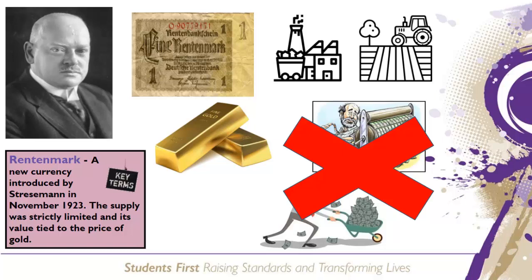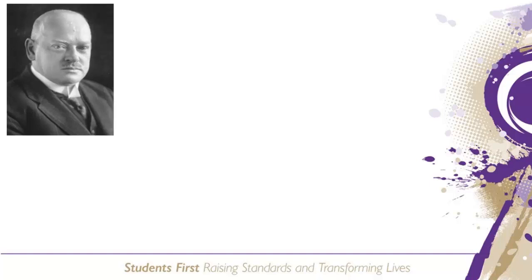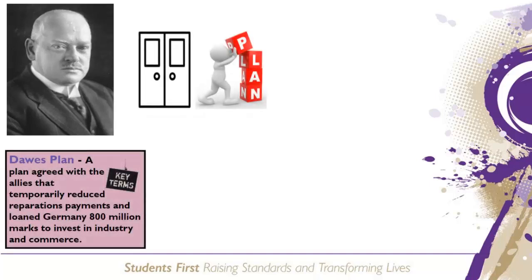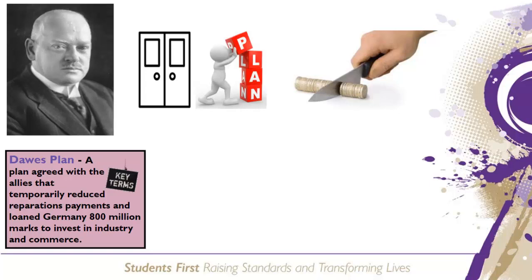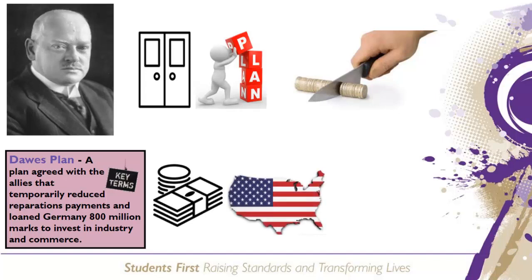In April 1924, Stresemann then agreed to the Dawes Plan. Under this plan, reparations were temporarily reduced to 50 million per year, and Germany was lent 800 million marks to invest in industry and commerce. All of this improved the Weimar Republic's economy, much to the benefit of working class and middle class Germans.